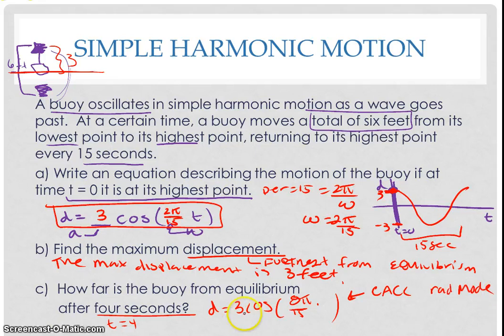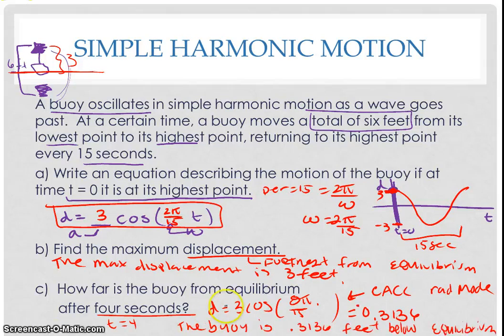Okay, so we're going to put this into our calculator in radian mode, and you get out 0.3136, I believe. So we're going to answer the question, how far is the buoy from equilibrium? To answer the question, first note that it's actually a negative 0.3136, sorry about that. So it's negative when you plug it into the calculator.